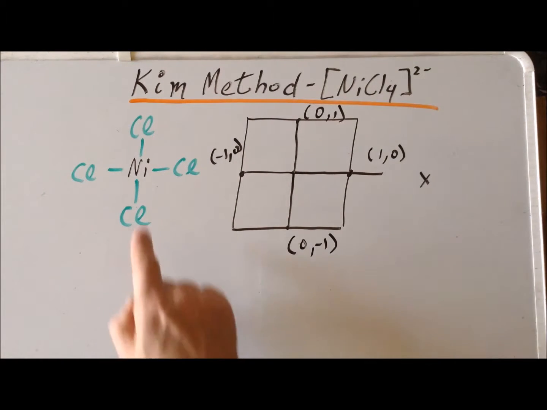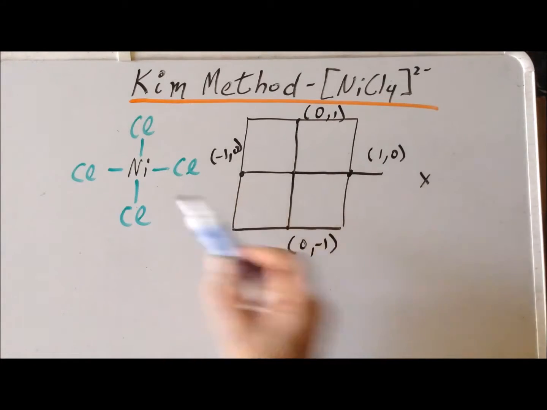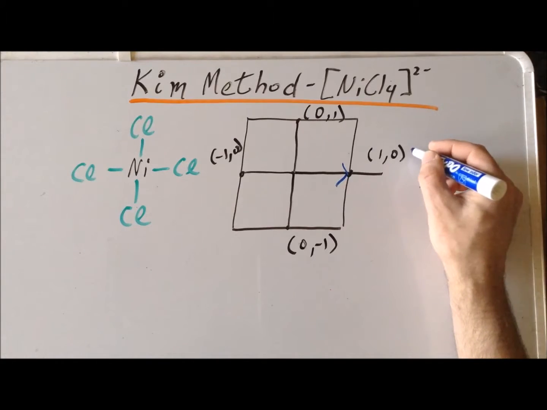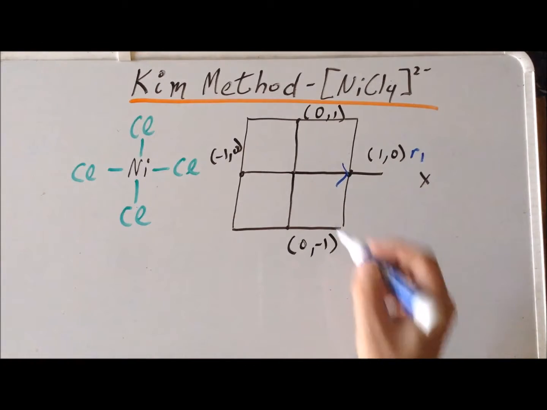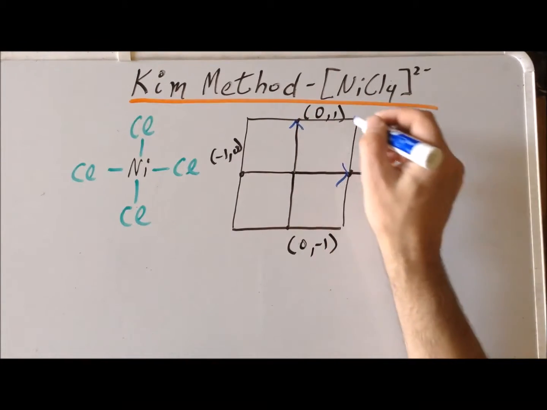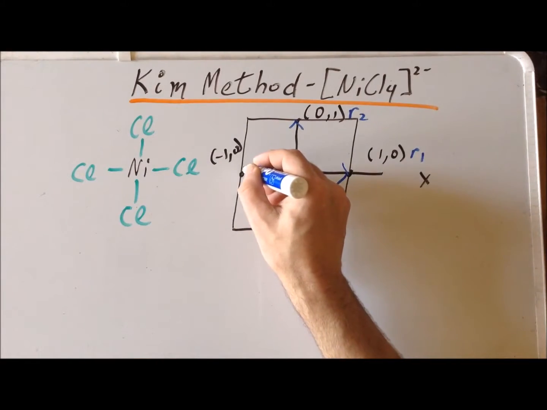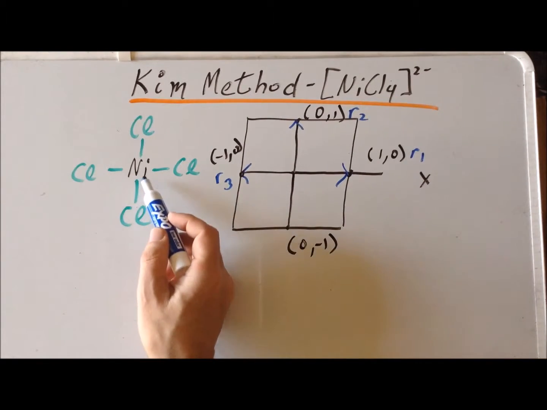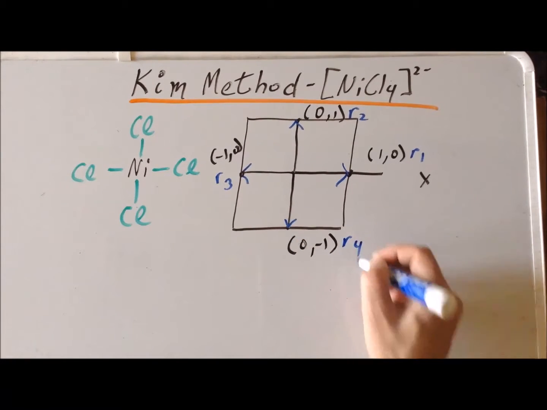We can think of the bond connecting nickel to the first chlorine atom, for example, as a vector, starting at the nickel atom and ending at the chlorine. And we'll denote this particular vector as R1. Similarly, the vector connecting nickel with this chlorine atom we will refer to as R2. The vector connecting nickel to the third chlorine atom we will refer to as R3. And last but not least, the bond connecting nickel to the chlorine here will be referred to as R4.